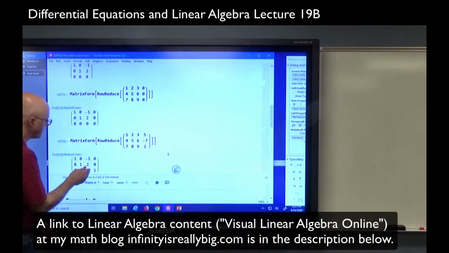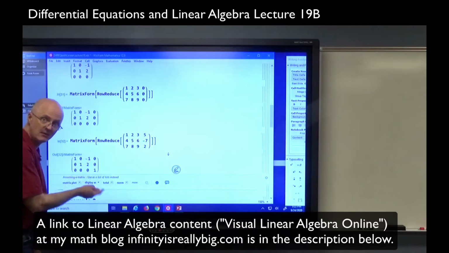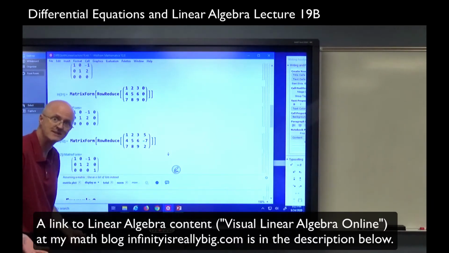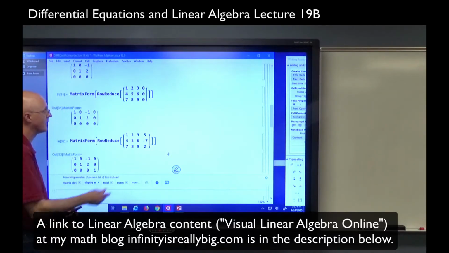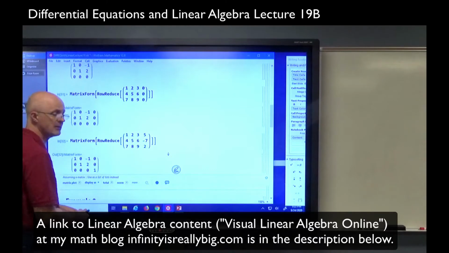Because if you think of this as an augmented matrix, the last line is essentially saying 0 equals 1. A contradiction. 0 does not equal 1. The assumption of a solution led to a contradiction. So with this particular right-hand side here, there is no solution.